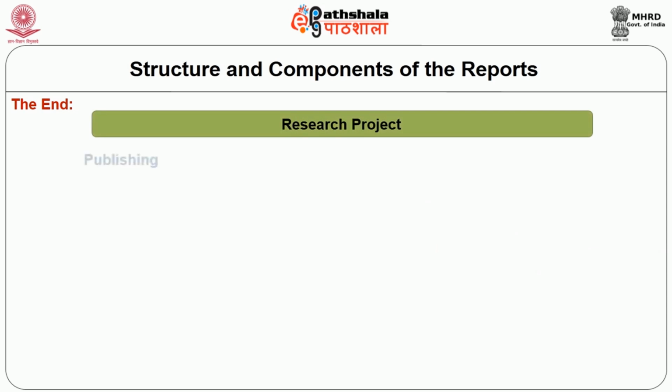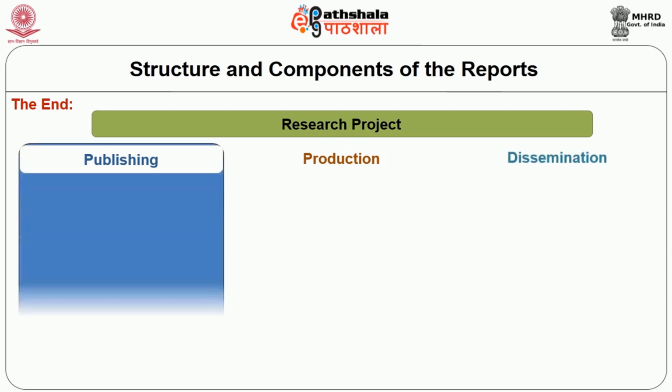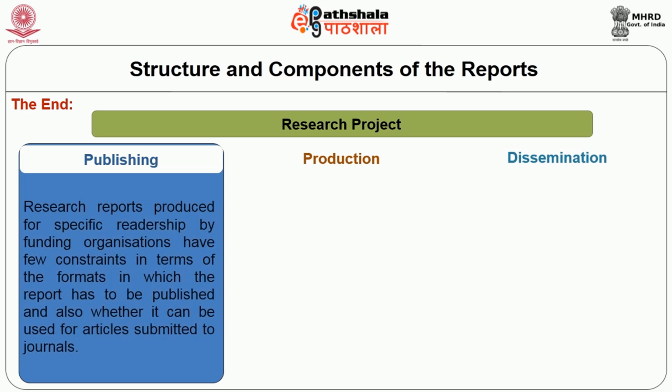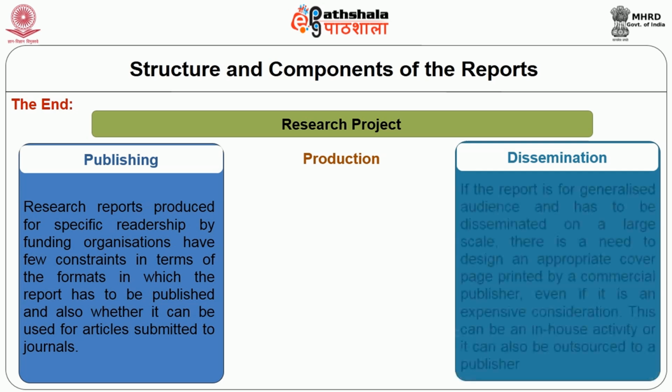The last and final step for a research project is its publishing, production, and dissemination. Research reports produced for a specific readership by funding organizations have a few constraints in terms of the formats in which the report has to be published and also whether it can be used for articles submitted to journals. If the report is for a generalized audience, it has to be disseminated on a large scale, and there is a need to design an appropriate cover page printed by a commercial publisher. Even if it is an expensive consideration, sometimes it works well.